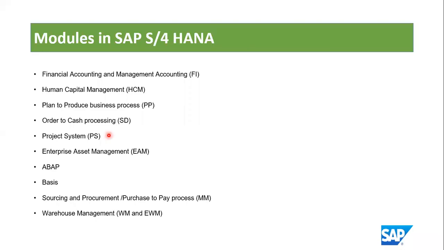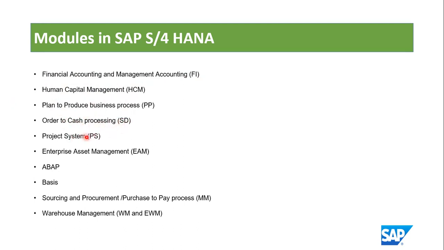So what are the different modules we have in the SAP S4HANA system? We have financial accounting, the FI module. We have human capital management, HCM. A module is nothing but like a department, if you compare with a business already working in any company. So we have HR, our human capital management, and plan to produce, the PP module, which we call production. And we have order to cash, the SD module, sales module.